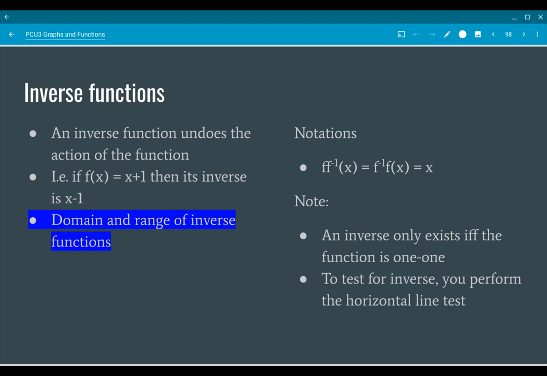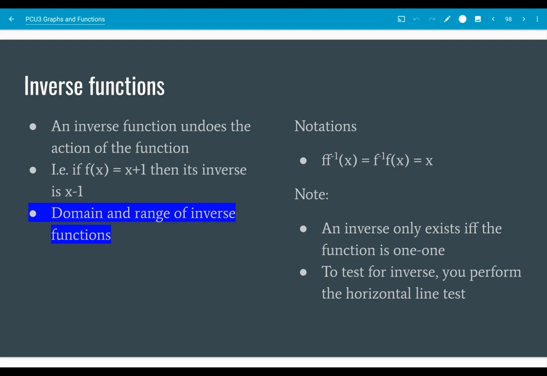So an inverse function undoes the action of a function. For example, if a function adds 1 to the input, then the inverse is going to subtract 1 from the input. Okay. Well, I think it'll make more sense when we see examples. What's important to note about inverse functions is this part right here, domain and range of inverse functions.